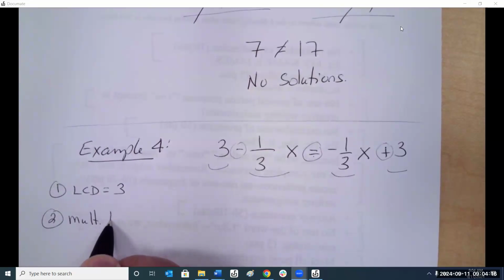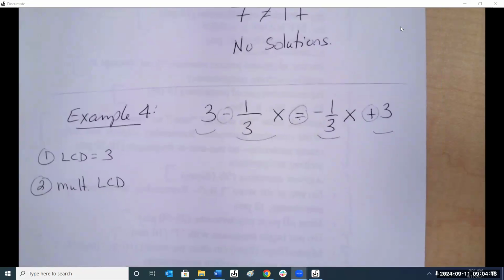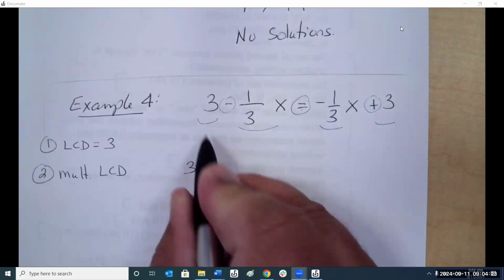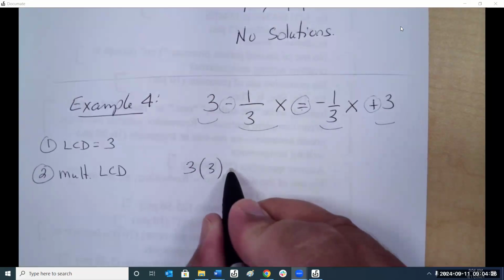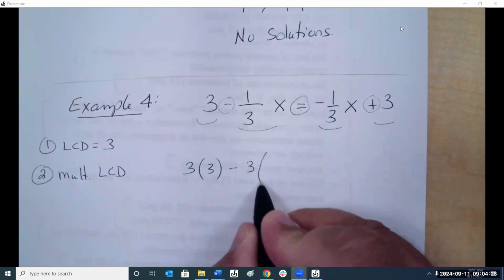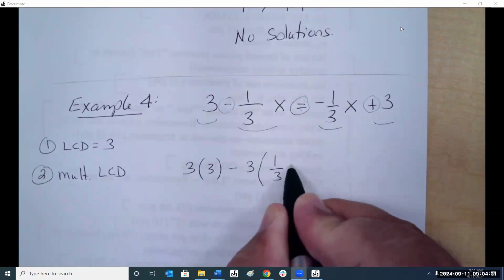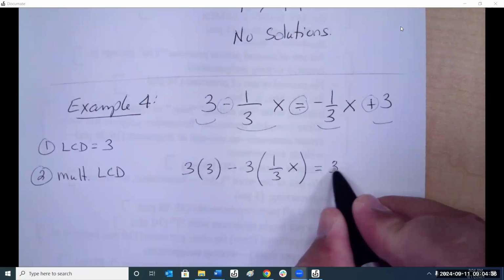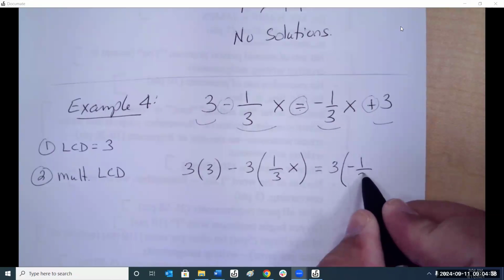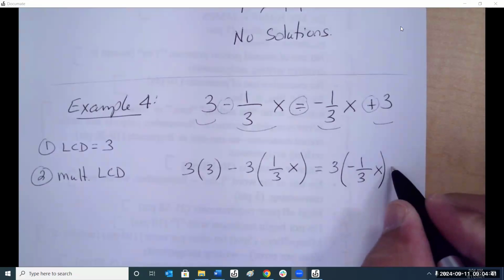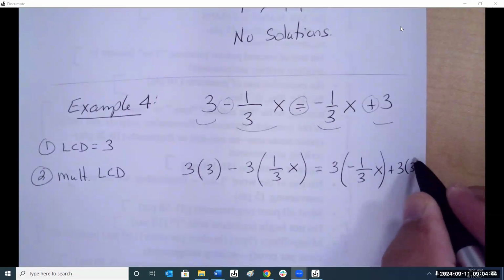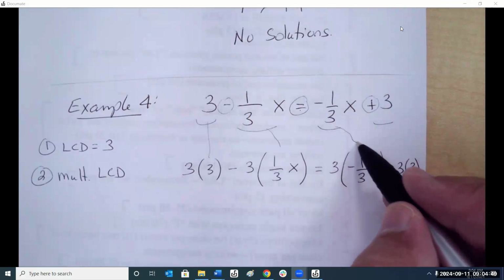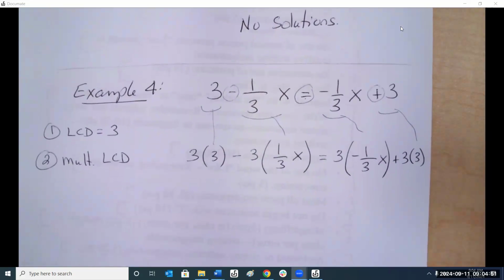says multiply the LCD to each term. So the LCD is 3. So I'll put 3 times the first term minus 3 times the second term, 1/3 x, equals 3 times negative 1/3 x plus 3 times 3. So each of these terms, I put them in parentheses and multiply by 3.